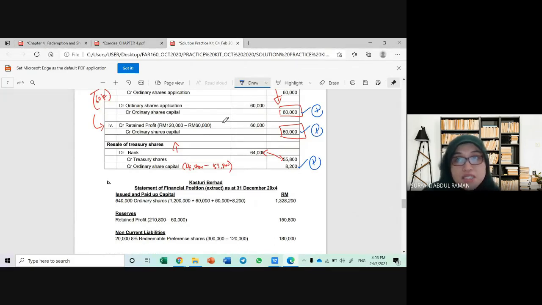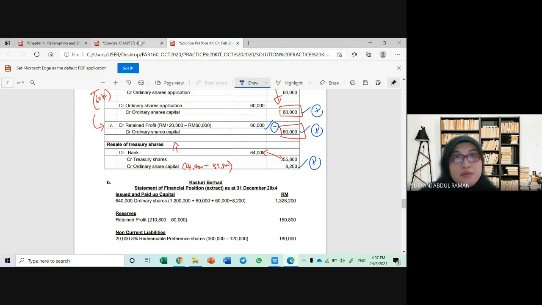As for retained profit, the original value is 210,800 ringgit. So you have an adjustment here, but it is on the debit side, so you have to minus. Okay, see? So the closing balance is 150,800 ringgit.